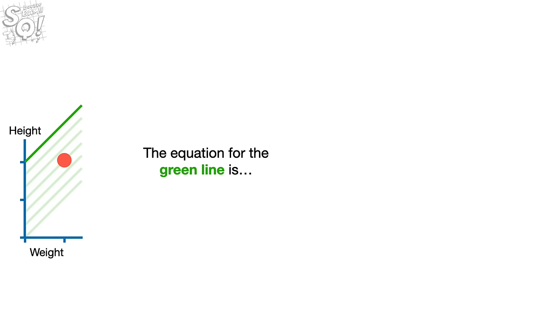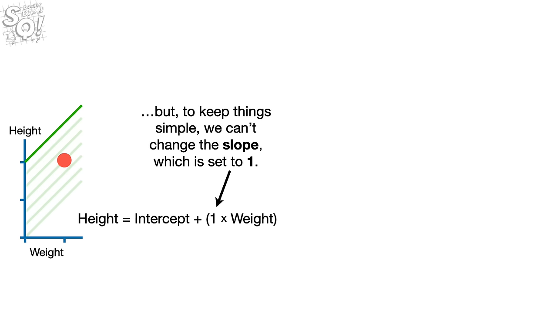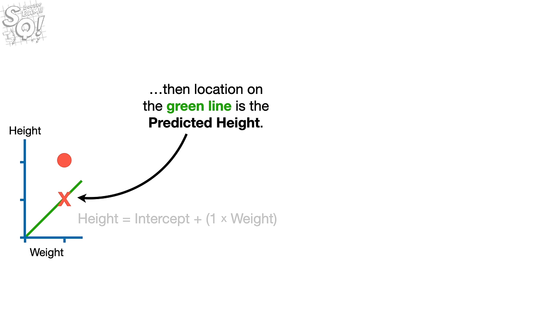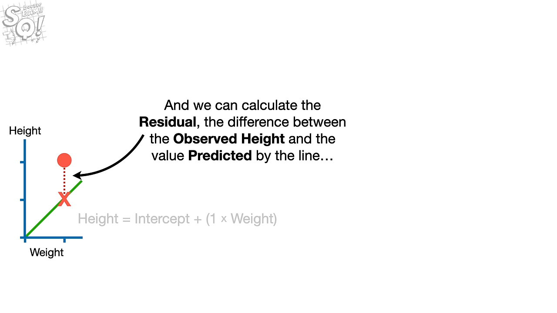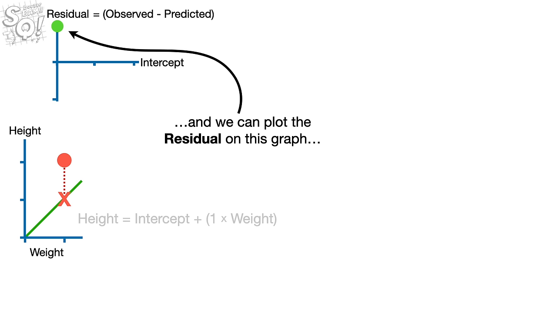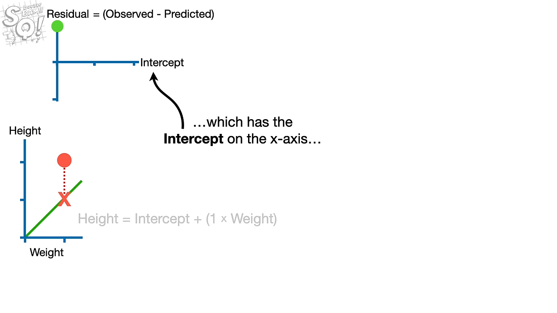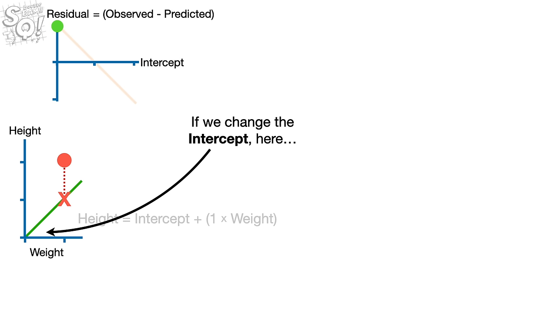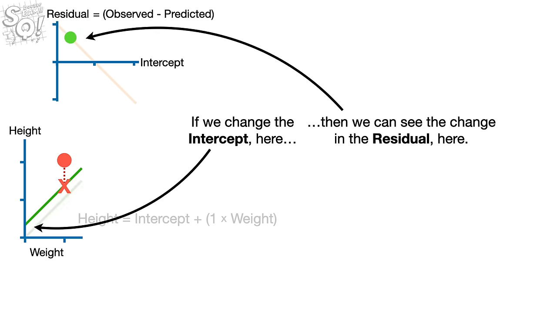The equation for the green line is height equals the intercept plus 1 times weight. And we can change the intercept, but to keep things simple, we can't change the slope, which is set to 1. If we set the intercept to 0, then this location on the green line is the predicted height. And we can calculate the residual, the difference between the observed height and the value predicted by the line. And we can plot the residual on this graph, which has the intercept on the x-axis and the residual on the y-axis. If we change the intercept here, then we can see the change in the residual here.